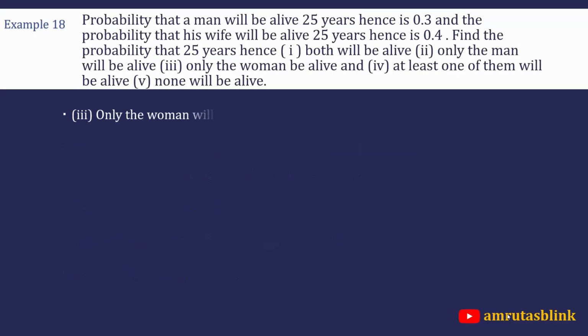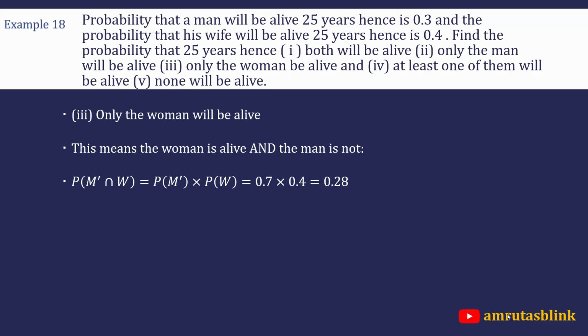Let's look at the third case, that is only the woman will be alive. Similarly we need to consider that the woman is alive and the man is not. Hence probability of M complement intersection W, that is probability of M complement into probability of W, is equal to 0.7 into 0.4, which is equal to 0.28.